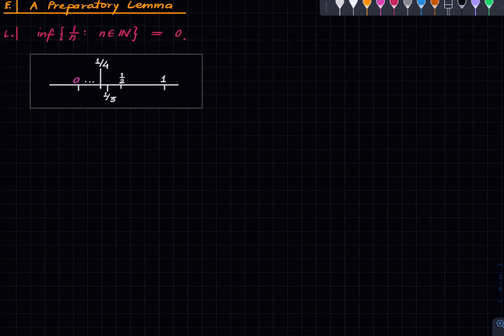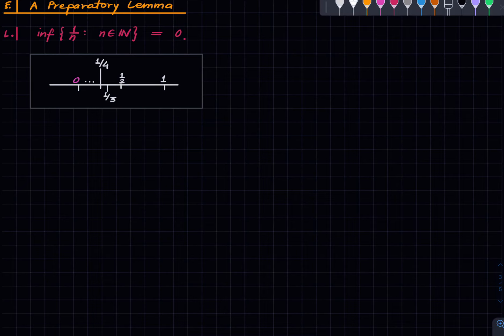Okay, so how do we show this? First of all, what does it say? You collect all these numbers. We want to say that the greatest lower bound of this is 0. So first of all, note that this set is bounded below because everything here is a positive number, and hence this is bounded below and hence has a greatest lower bound, meaning it has a real number that serves as a greatest lower bound, and we claim that that number is 0.